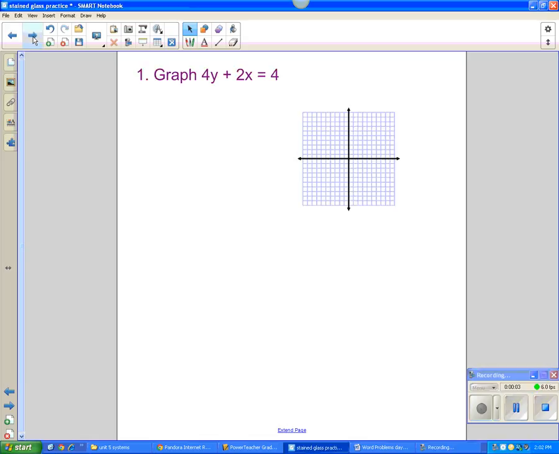Number 1 says graph 4y plus 2x equals 4. Tamara, do you know what I have to do first on that problem? Draw your line, and what else do you have to do?